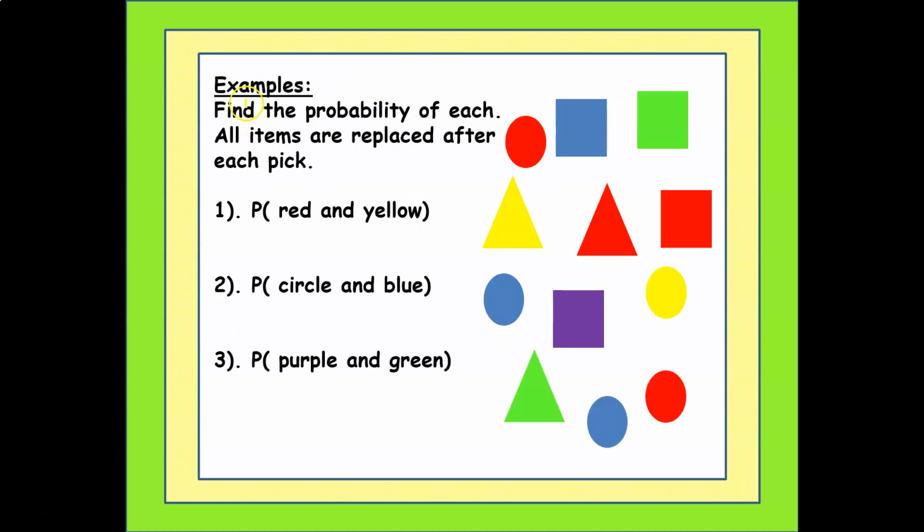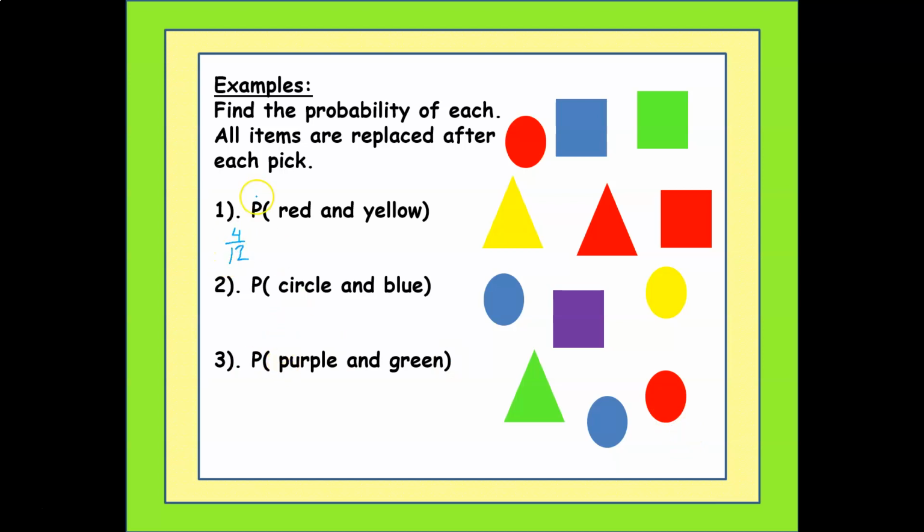So let's practice. It says find the probability of each. All items are replaced after each pick. So we have the probability of a red and a yellow. First we need to find the probability of picking a red. So that's going to be the amount of reds over our total amount of items. So the probability of pulling a red is 4 over, how many items do we have? We have 4, 8, 12.